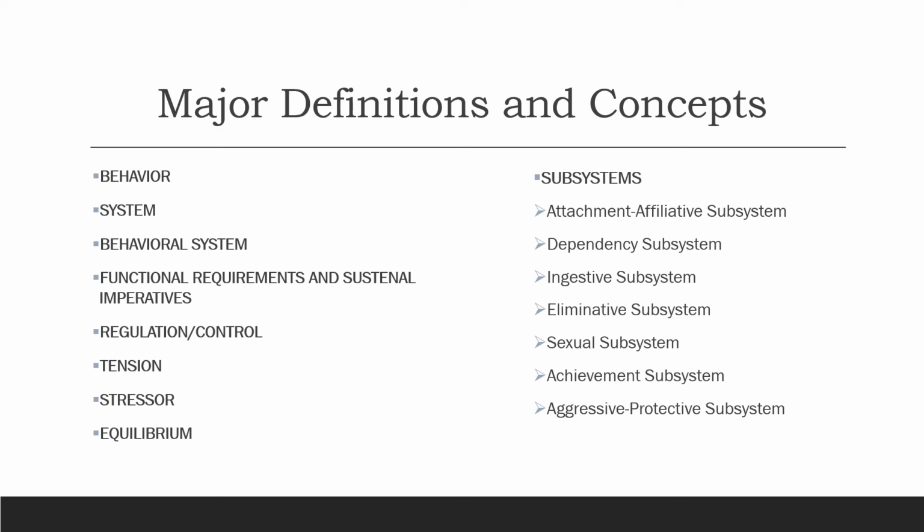Achievement subsystem. The achievement subsystem attempts to manipulate the environment. Its function is control or mastery of an aspect of self or environment to some standard of excellence. And lastly, aggressive-protective subsystem. The aggressive-protective subsystem function is protection and preservation.